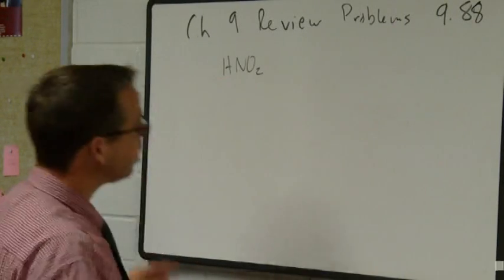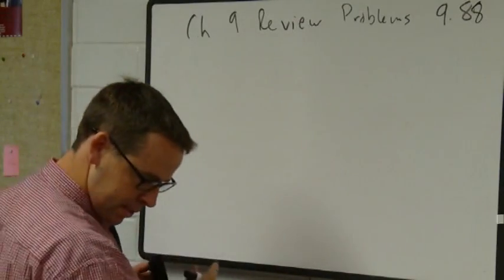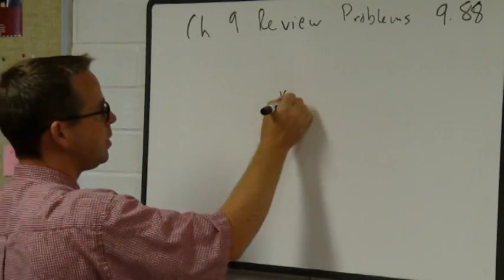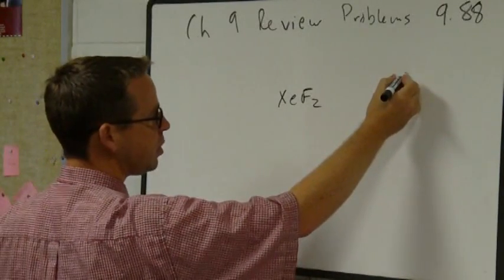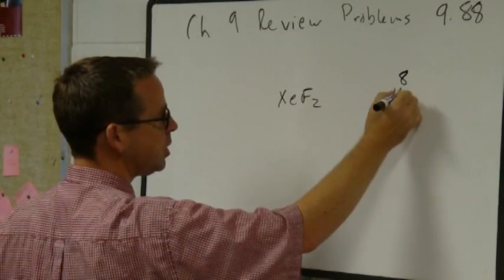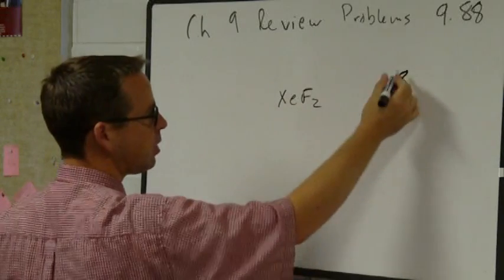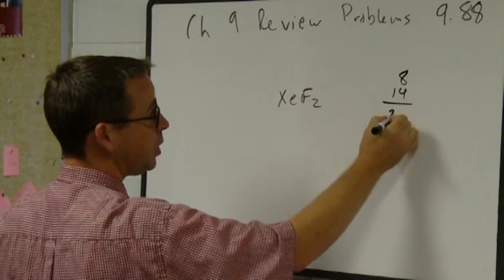D, xenon difluoride, XeF2. XeF2, identifying how many valence electrons? 8 plus 14. Fluorine each brings 7. 22.